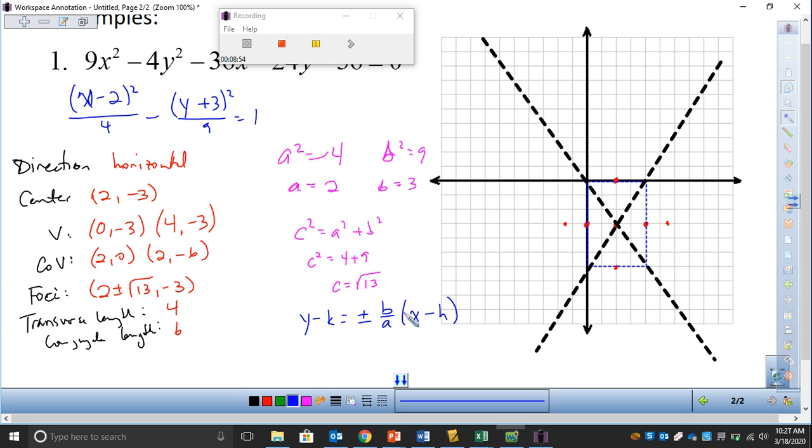So now we have, there's our equation, and you have this from an earlier slide. Let's plug in what we know. Y minus k, this is my k value. Y minus 3 equals plus or minus b over a. 3 over 2 times x minus the h value from the center, x minus 2. And this is y plus 3, sorry about that. Y plus 3 because it's -3 here.